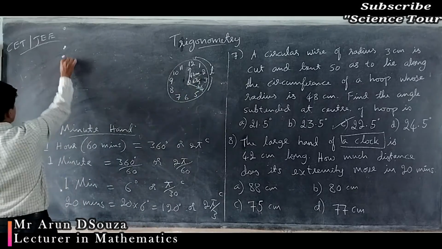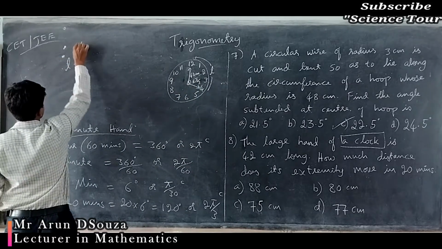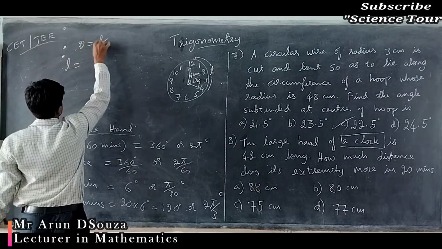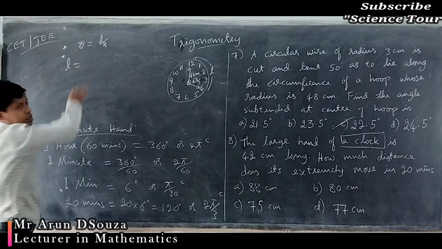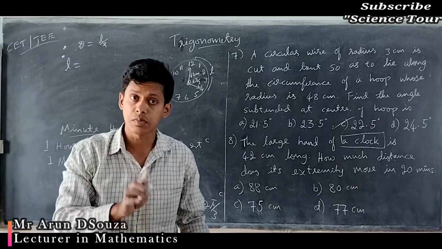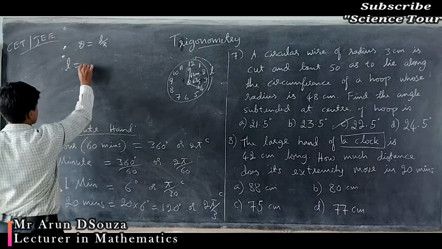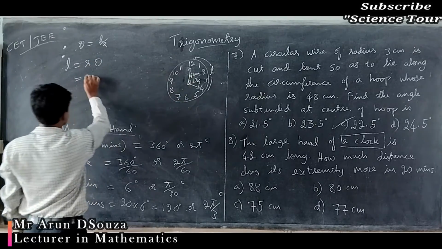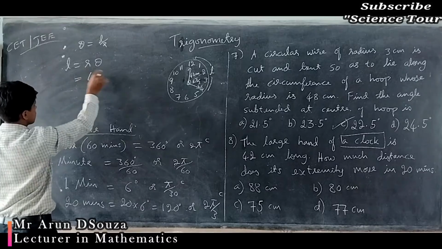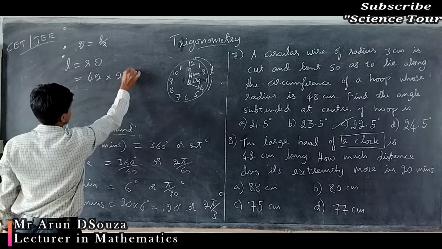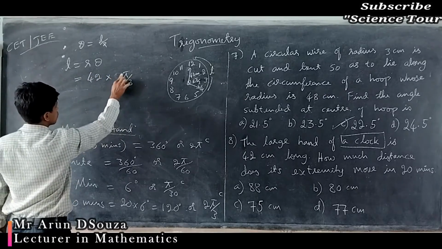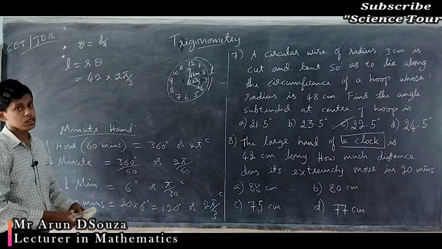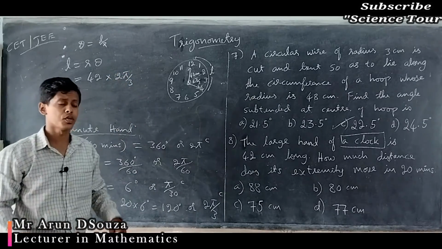Now find L. Theta is L by R, therefore L is R multiplied to the other side, becomes R theta. Radius is 42 centimeter and theta is 2 pi by 3. So 2 pi by 3 is 2 times 60, 120 degree.